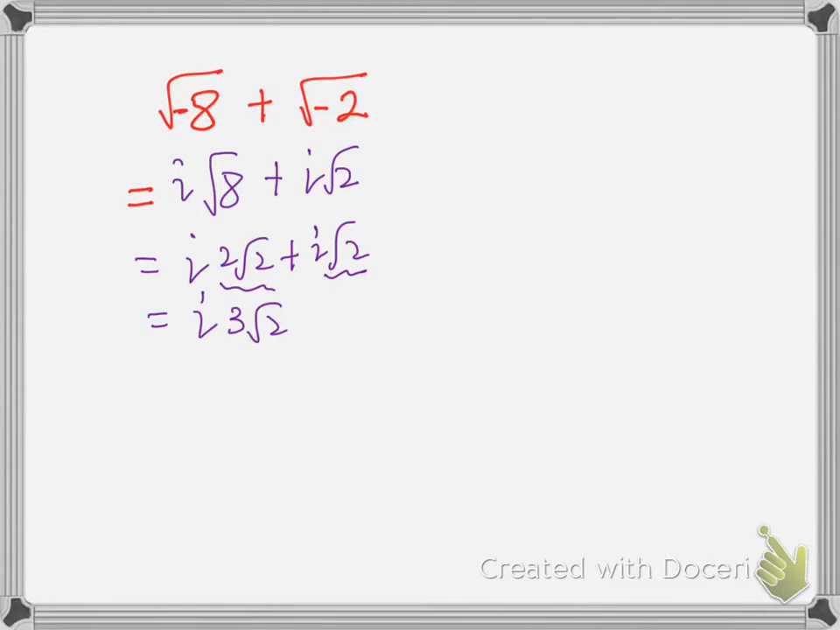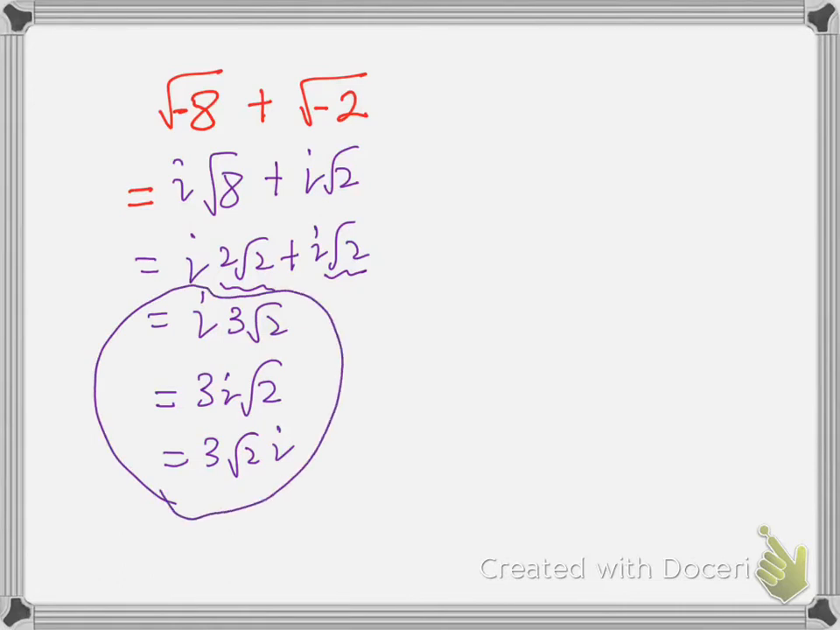Normally we write 3i times radical 2, changing the order, or you can write 3 radical 2 i. The order doesn't matter because this is multiplication. On paper, I can accept all three answers, they are the same. So this is the addition. Subtraction is the same.